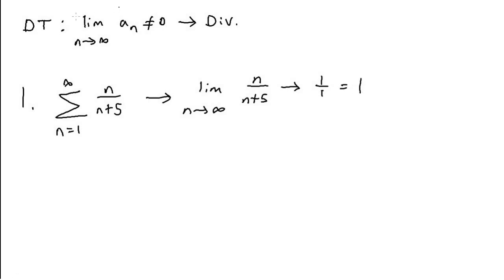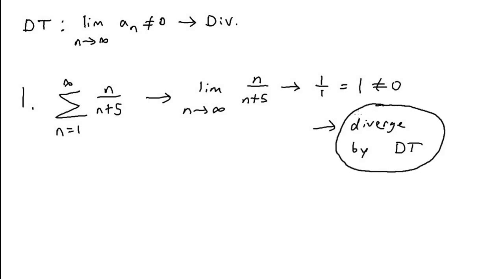Now remember that the limit as n approaches infinity of a sub n, if that does not equal 0, then the series will diverge. And our limit is 1, which is not equal to 0, so then this series will diverge by the divergence test, and I'll just label it as DT. And remember, it is important to label what test you use to come up with your certain conclusion. So in this case, we just wrote, diverges by DT.